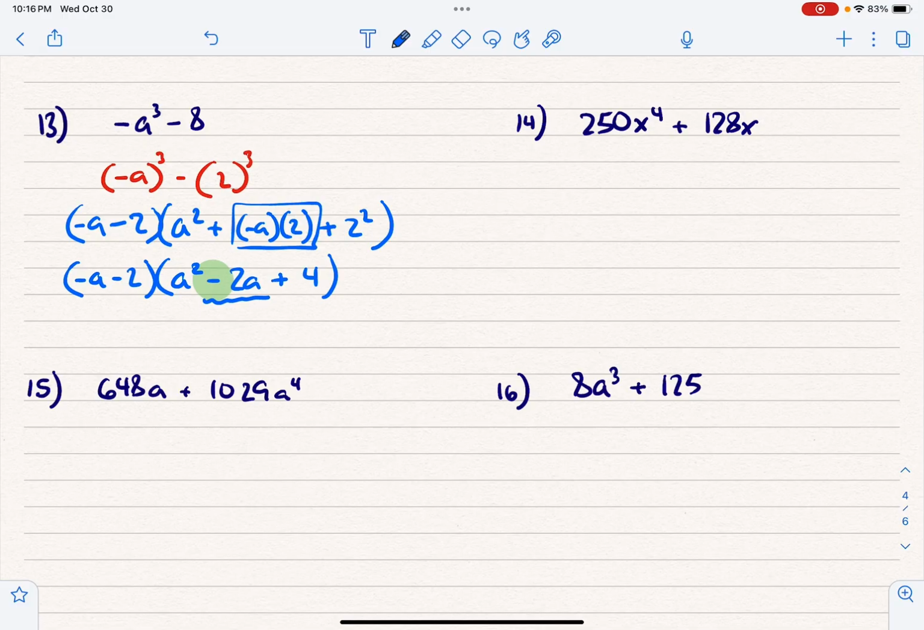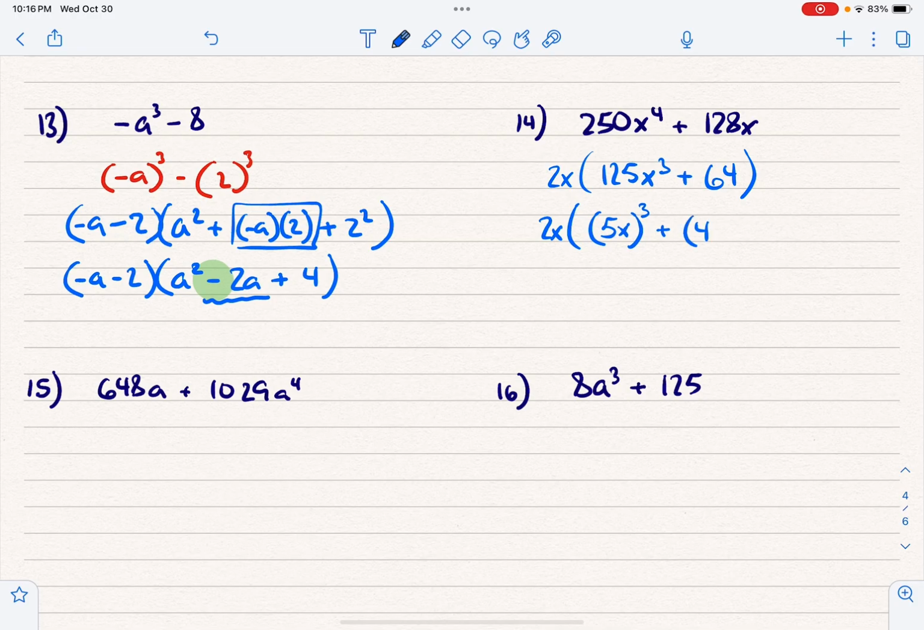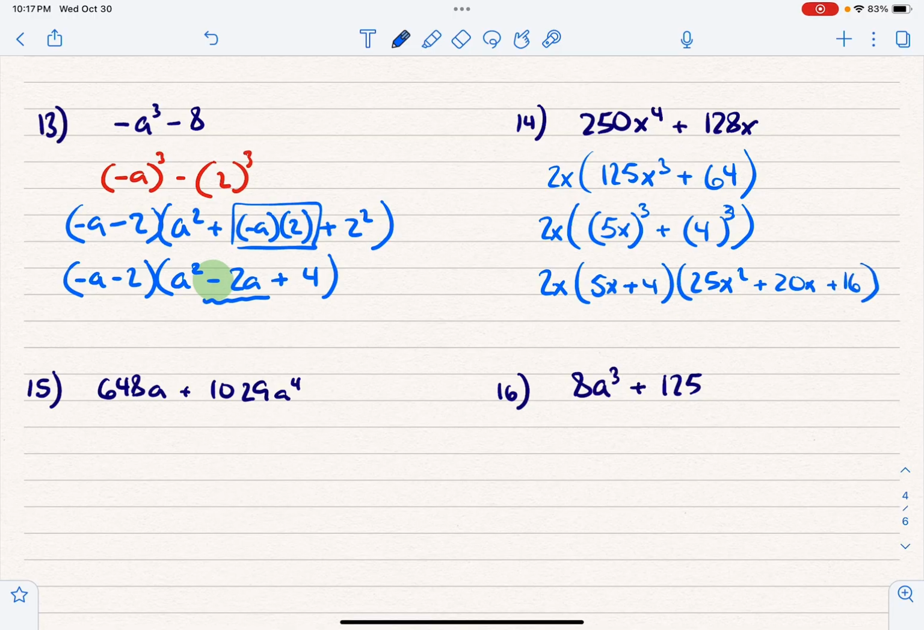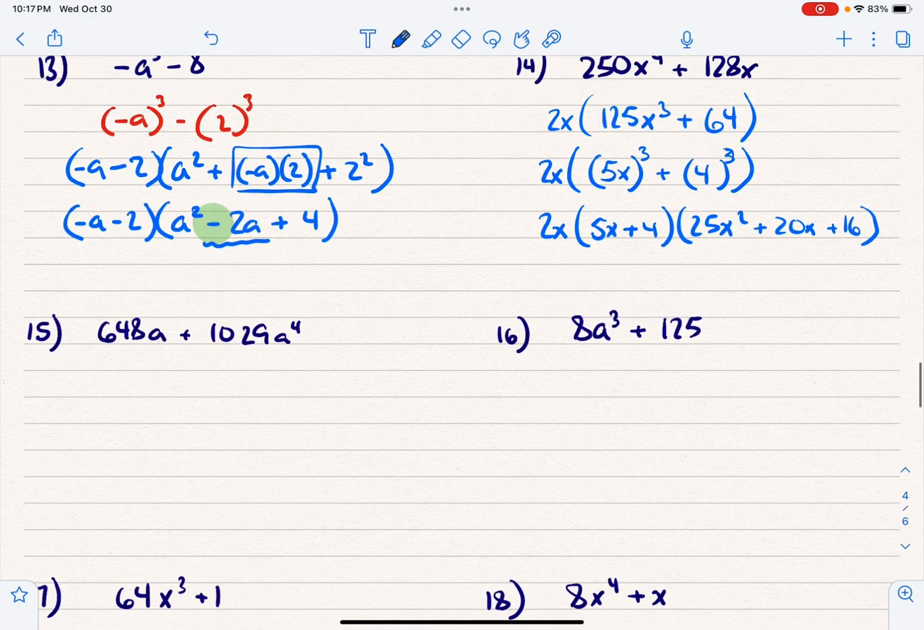All right, this next one, you can't factor it as it is. You got to take a 2x out of it, which would leave you with 125x to the third power plus 64. That is the sum of two cubes. And we say, okay, that is the same thing as 5x cubed plus 4 cubed. So that's going to factor down to 5x plus 4 times 25x squared, which is 5x squared, plus 20x, which is 5x times 4, plus 16, which is 4 squared.